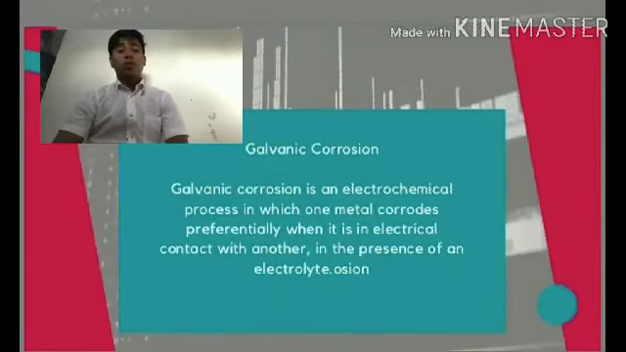Second is what we call galvanic corrosion, or in simple words, a metal corrodes only if it touches another metal due to the process of electrolyte fusion. This is a basic example of galvanic corrosion.